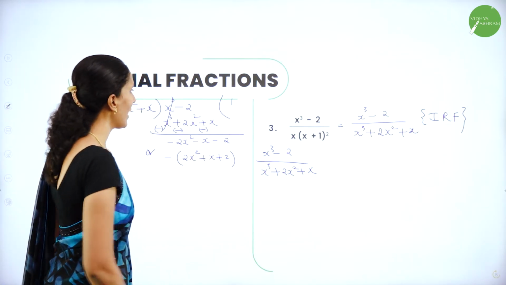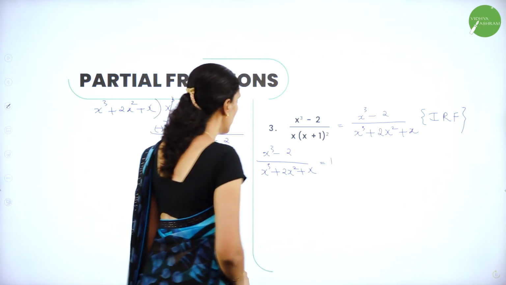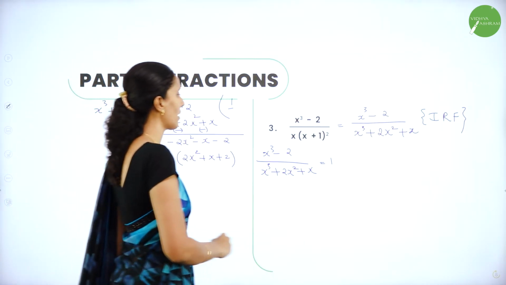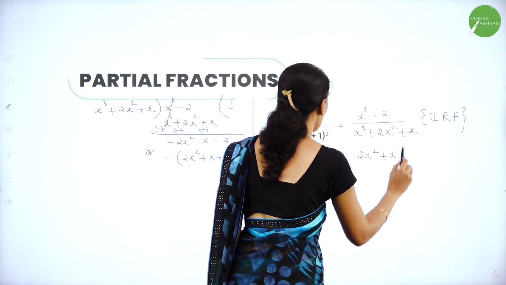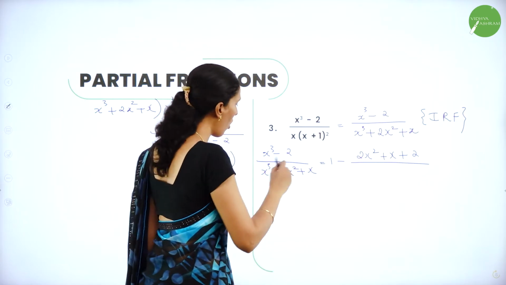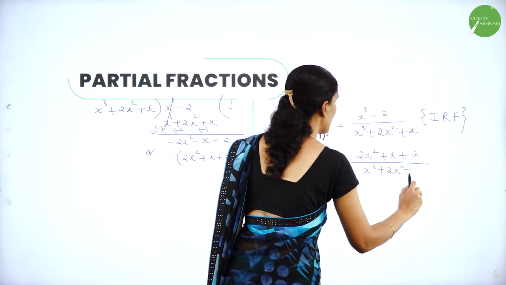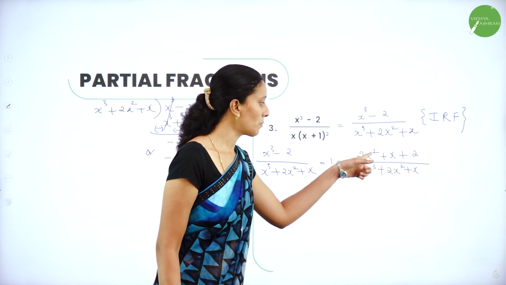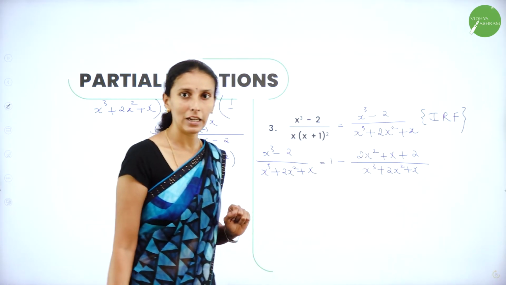So now how can I write this? This can be written as, here we have a quotient 1. So this can be written in the form of a partial fraction, that is a proper partial fraction. So this is minus, I'll write (2x square plus x plus 2) divided by x into (x plus 1) whole square, or you can write x cube plus 2x square plus x. Now this is in the sum of polynomial as well as proper rational function. So proper rational function means the degree of the numerator is less than the degree of the denominator.